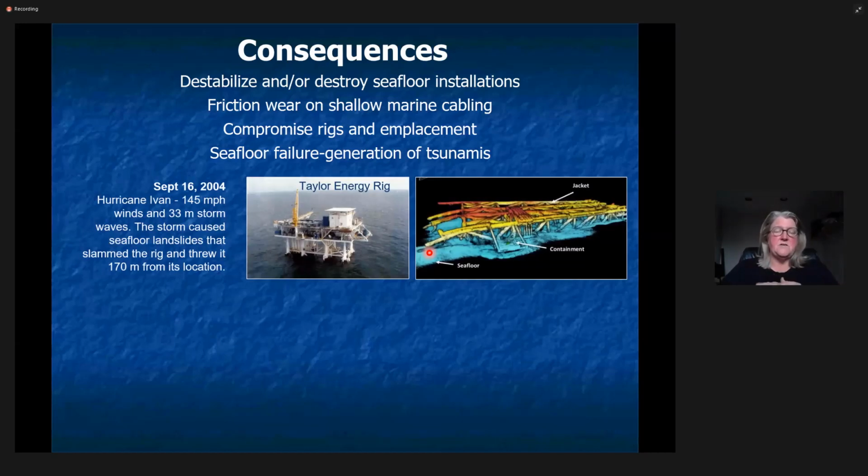On September 16th in 2004, Hurricane Ivan hit, and it had 33-meter storm waves. That's 100-foot high storm waves. It caused a landslide off of the Mississippi Delta that slammed into the Taylor Energy rig and threw it 170 meters from its location.